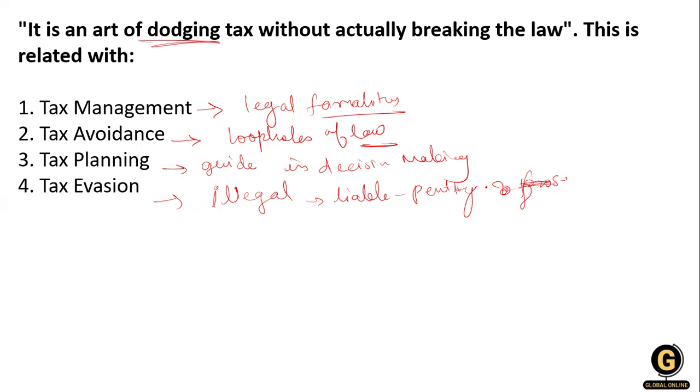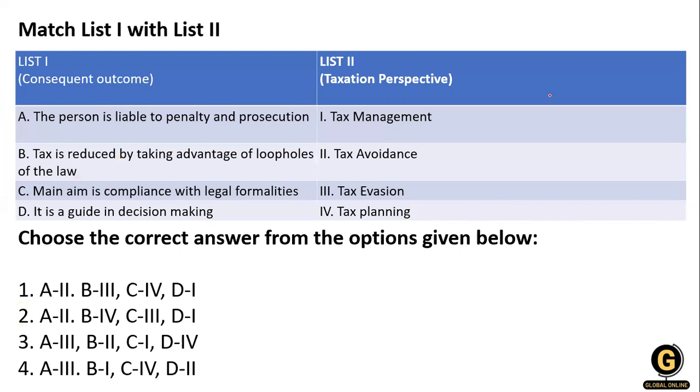So the question is, what is the art of dodging the tax without actually breaking the law? We are not breaking the law, that means it is not illegal, but we are dodging the tax. What we are using over here is tax avoidance, because we are using the loopholes of the law. We are taking advantage of the law and we are not breaking it, because tax avoidance is legal. That's why we are dodging the taxes but not breaking the laws. This is tax avoidance. Clear?